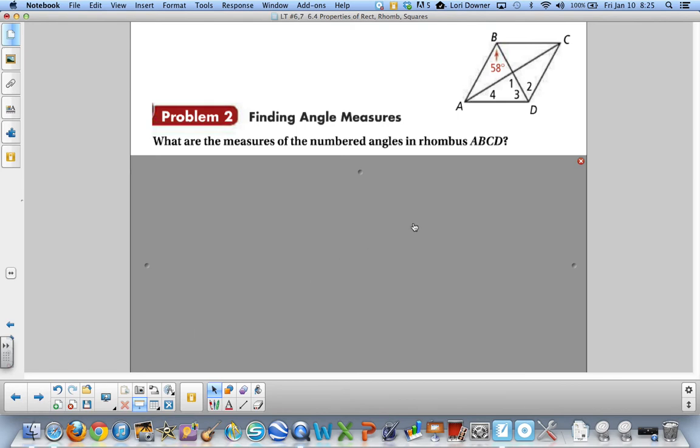Using the properties that we've learned about a rhombus, I want you to find the angle measures, the numbered angles in this rhombus. Pause the movie, try this on your own, press play when you're finished.